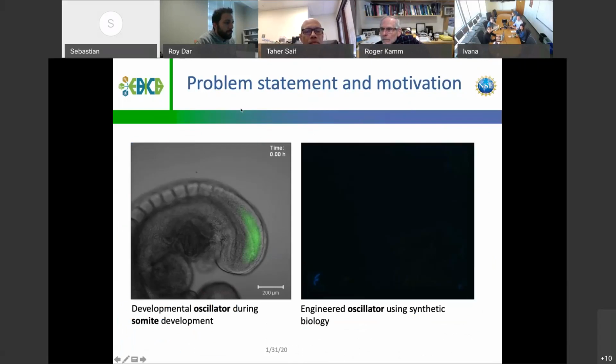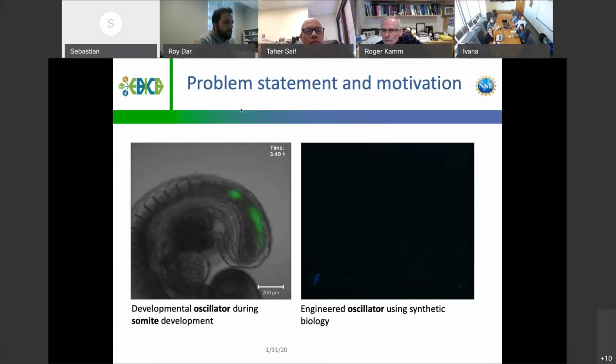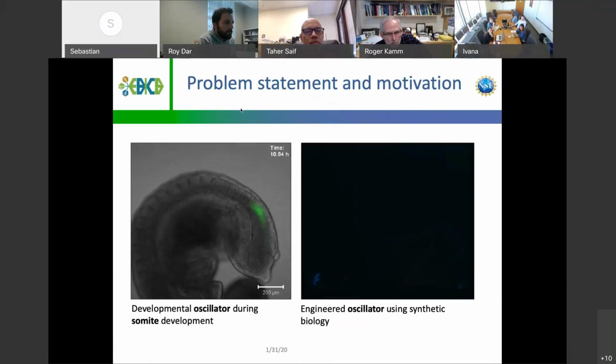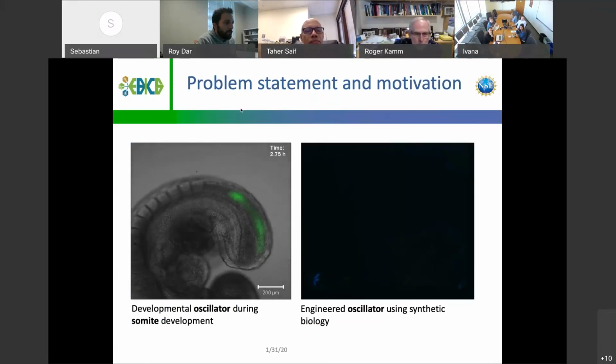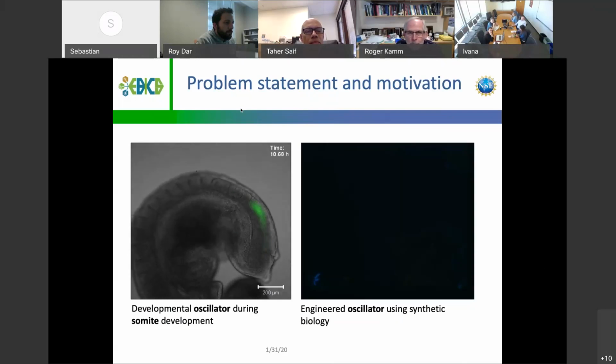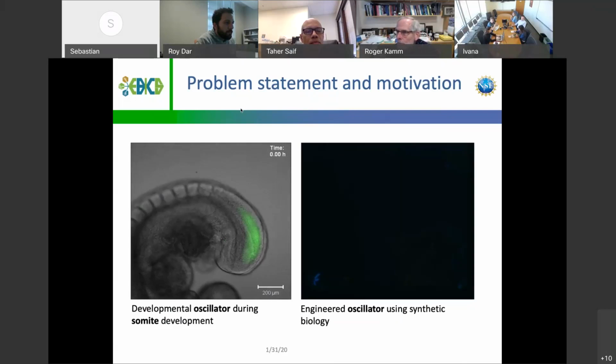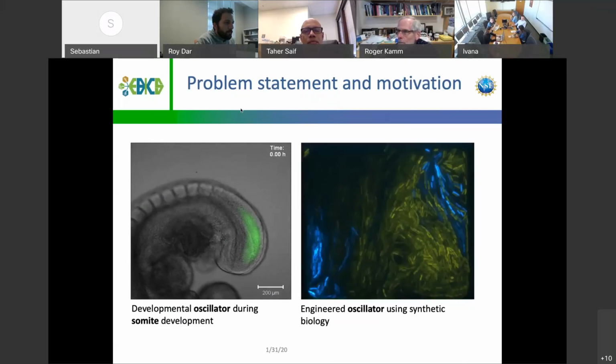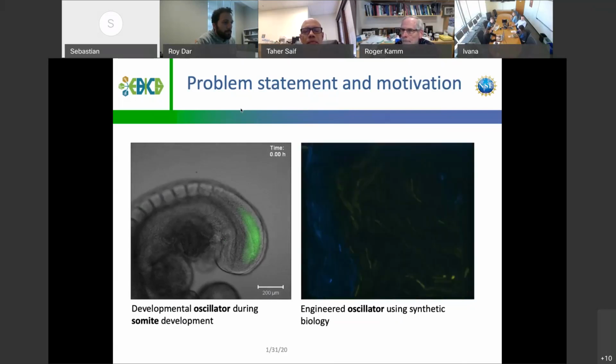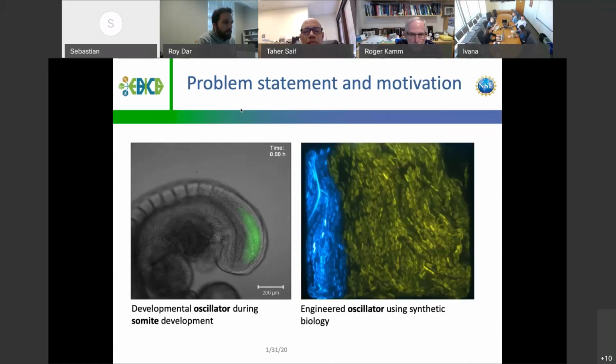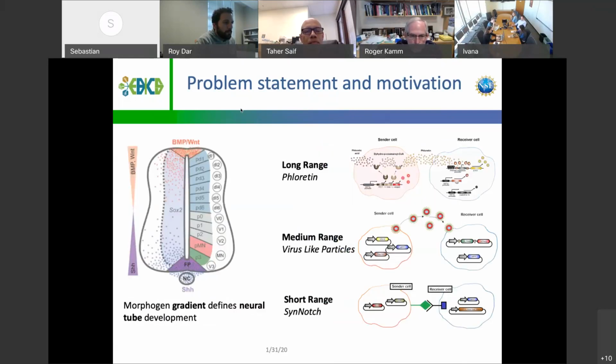If you look around in nature, for example, in this case we're looking at a genetic oscillator, which is found in nature, that helps to define the somites in mammalian development. It's a very beautiful system. And in parallel, in synthetic biology, people have also been able to engineer oscillators in living cells. You also see things in development like morphogens, which are an important principle in developmental biology.